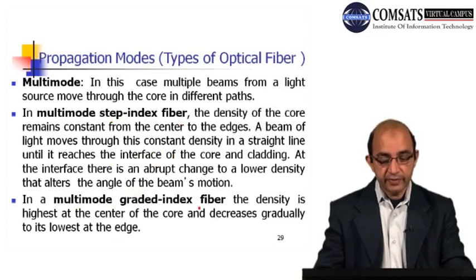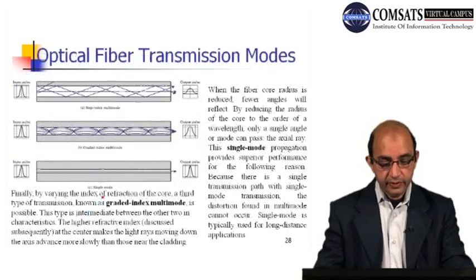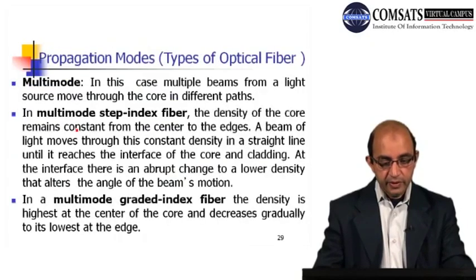So graded index fiber: the density is highest at the center of the core and decreases gradually, lower at the edge, right? So if I go back, for graded index, we can see that the density is higher at the middle, right? But it reduces at the edges. Okay.